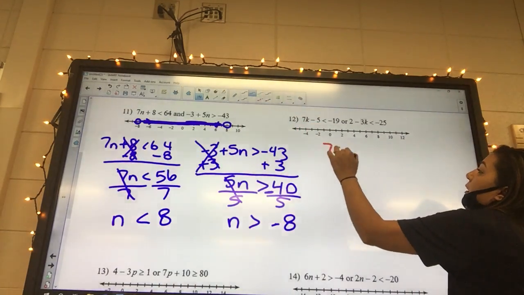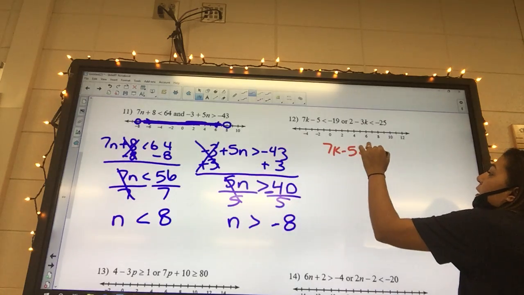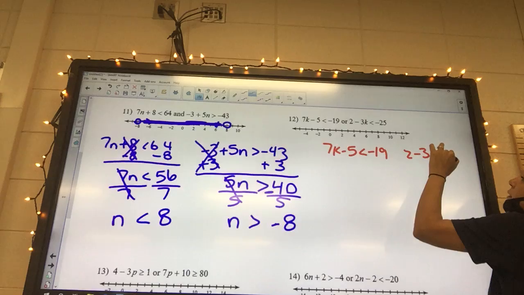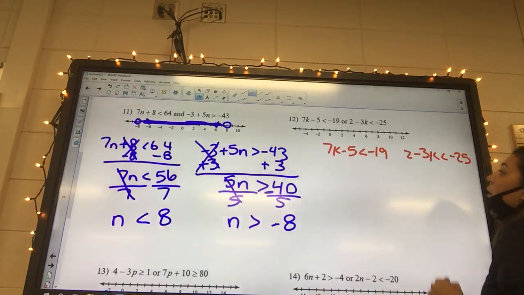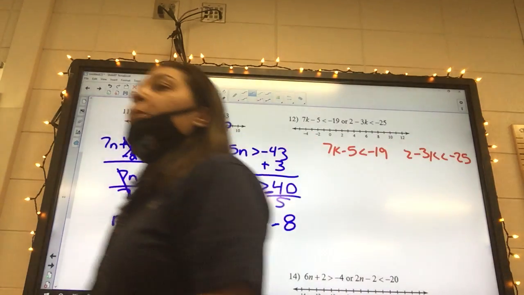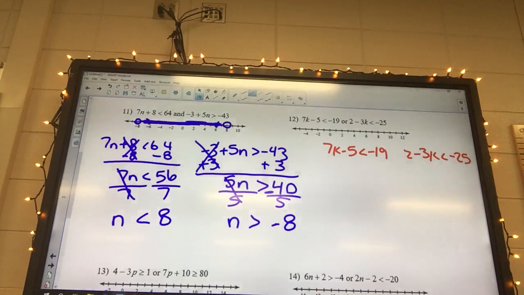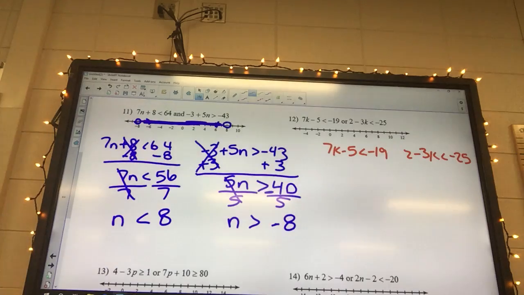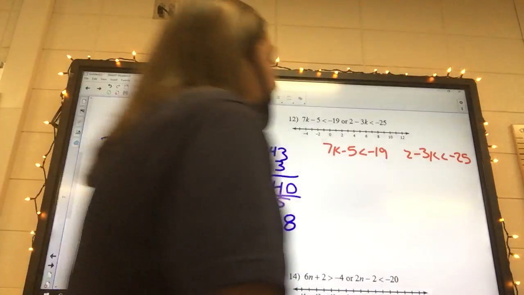Okay, so I got 7k minus 5 is less than negative 19, or 2 minus 3k is less than negative 25. Okay, this is an or, so what should your picture look like? They should be pointed outwards. Okay, so if you are going through the work and they are pointed in, something's not right. Chances are you probably graphed it wrong if I had to choose.